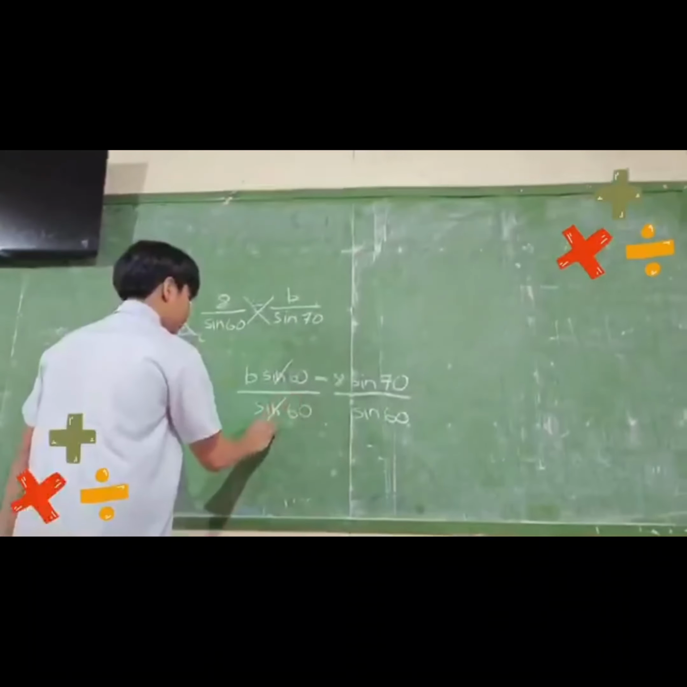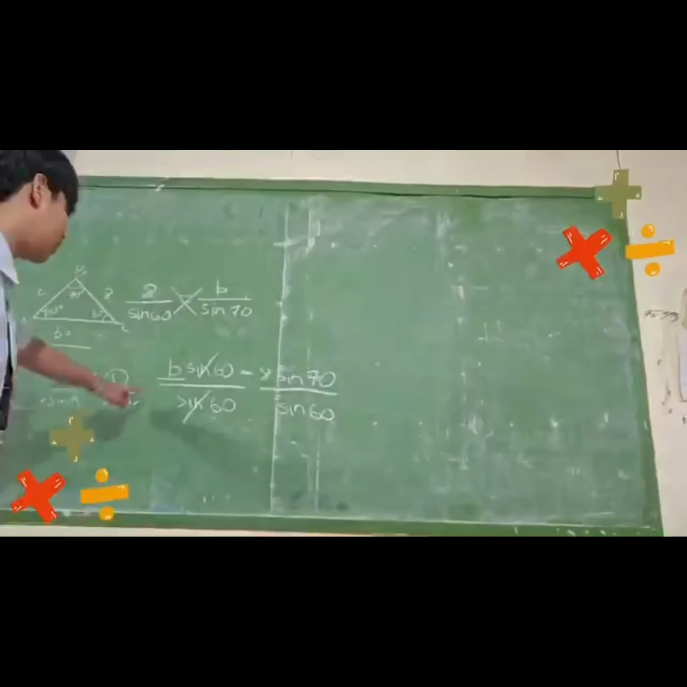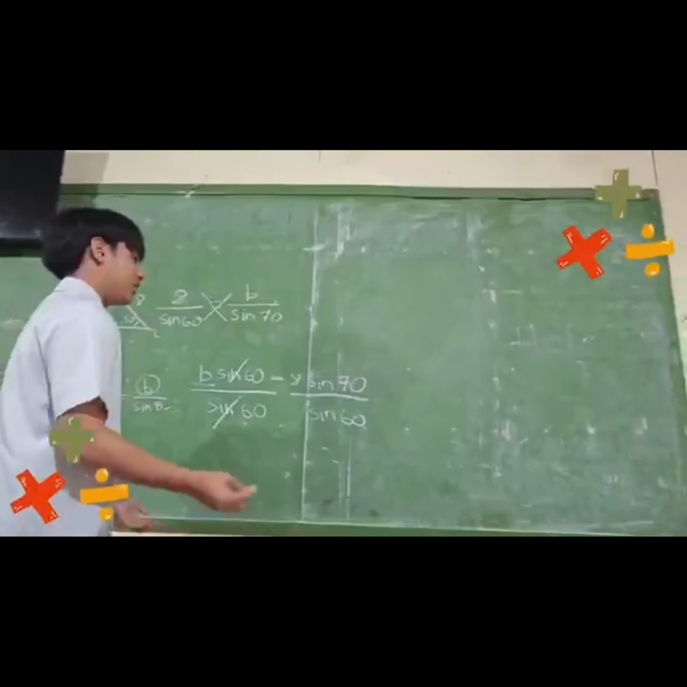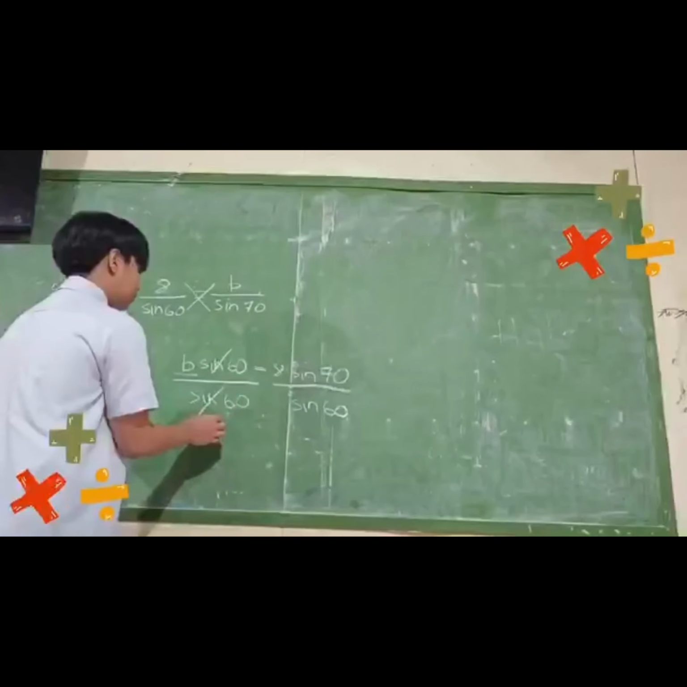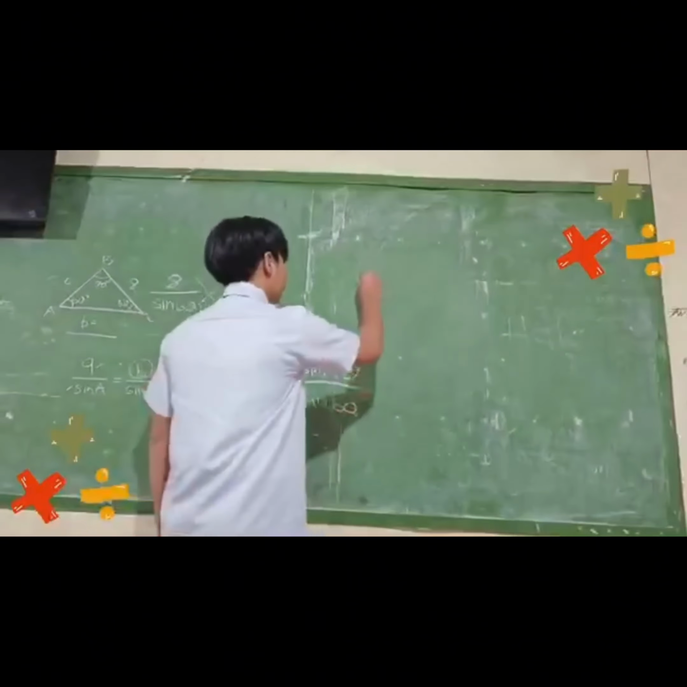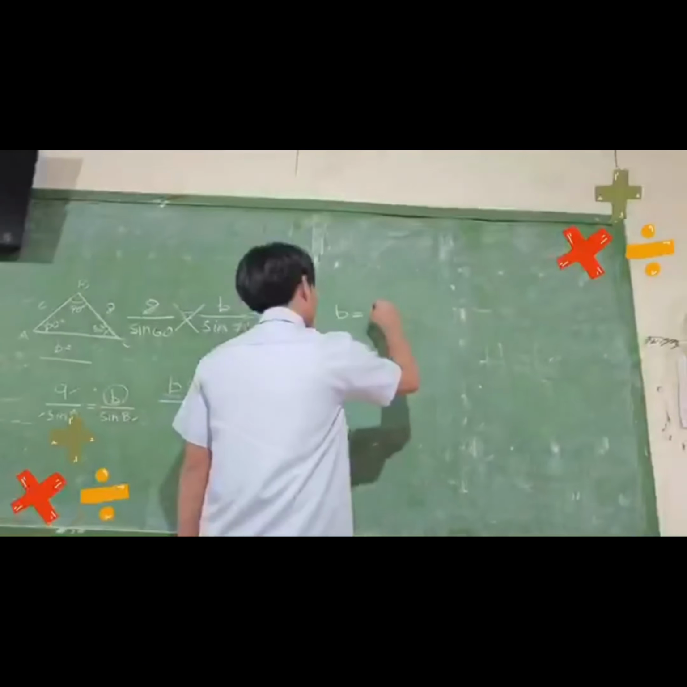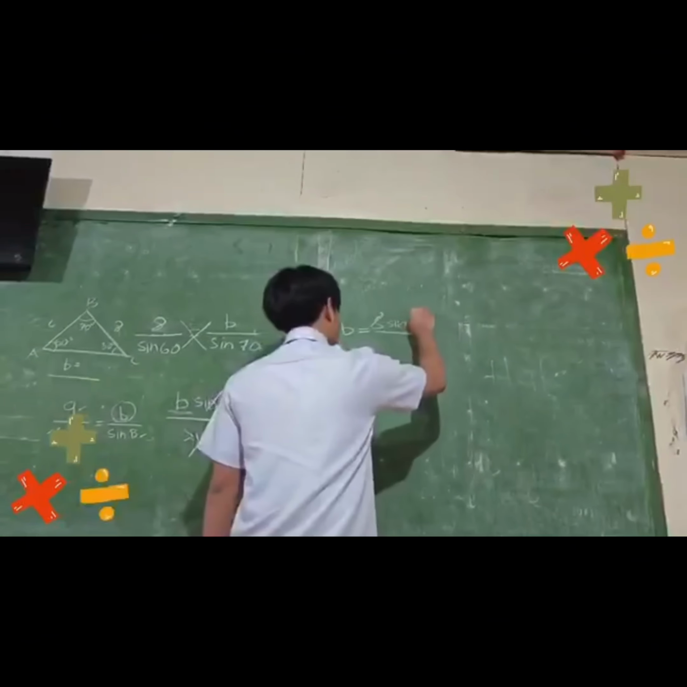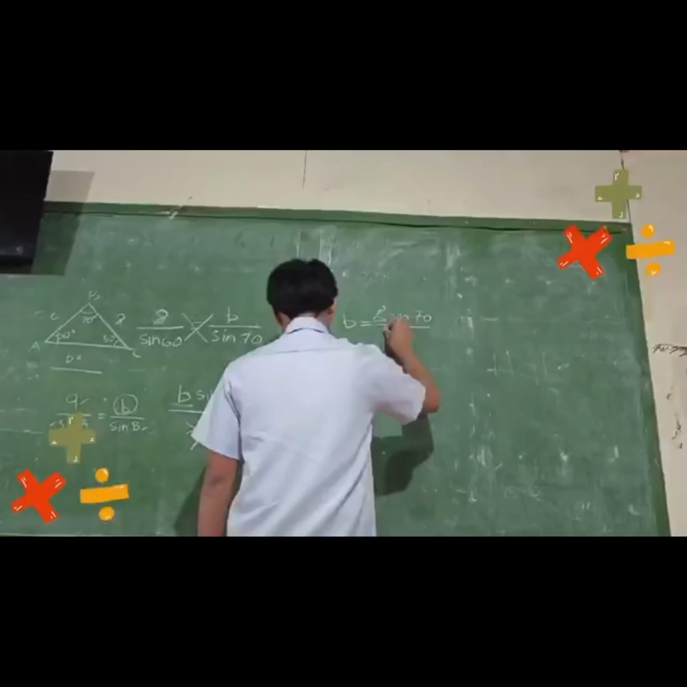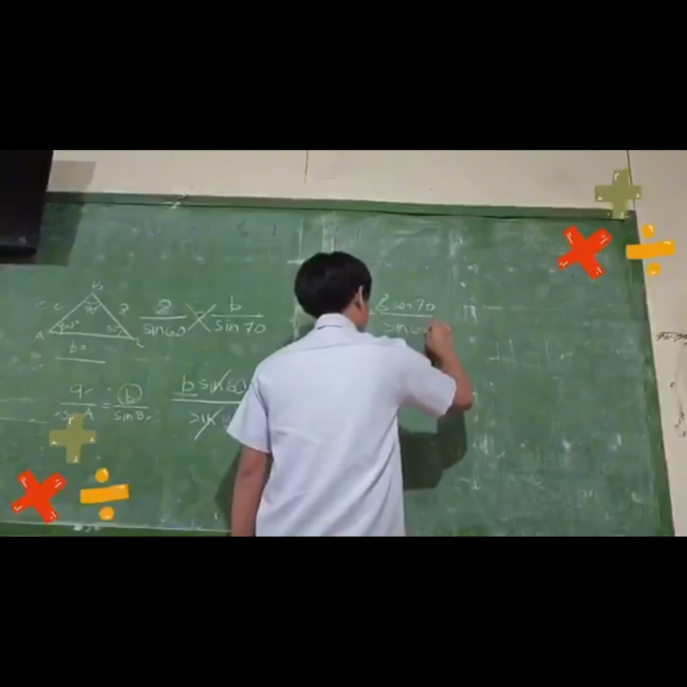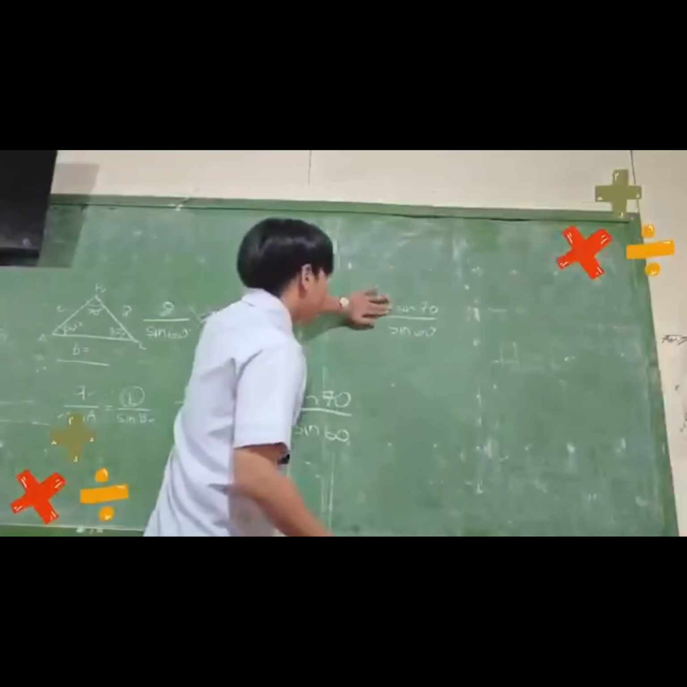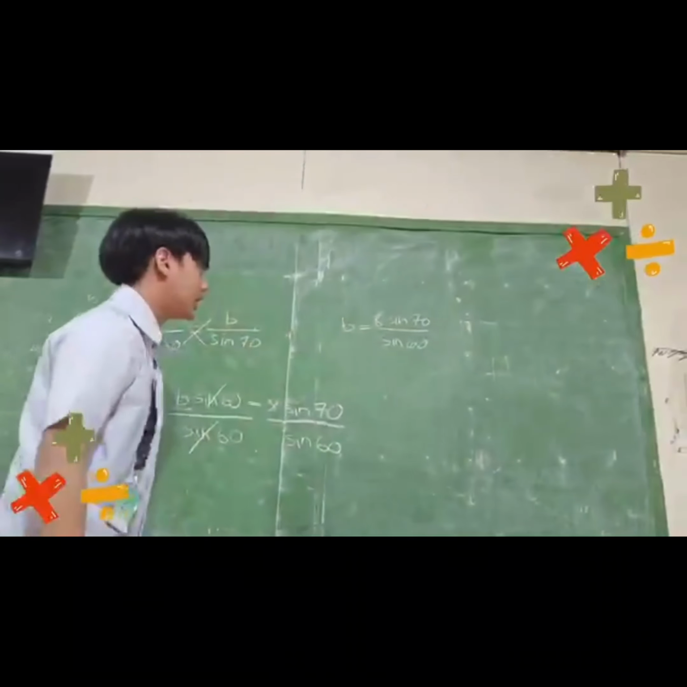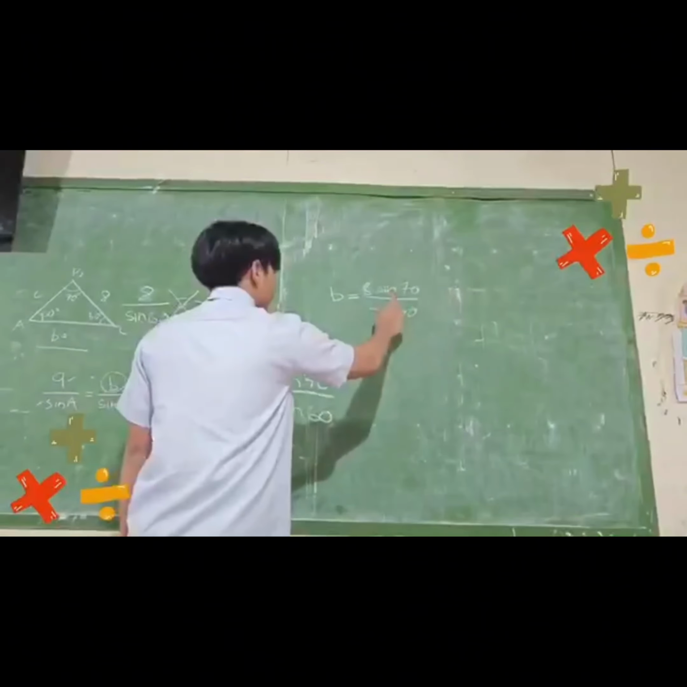We're going to cancel this 2 because B is our prioritized value for now. So we cancel this 2, and then our next equation will be B equals 8 sine 70 over sine 60. This part here is really simple. You're just getting a calculator and dividing these two.